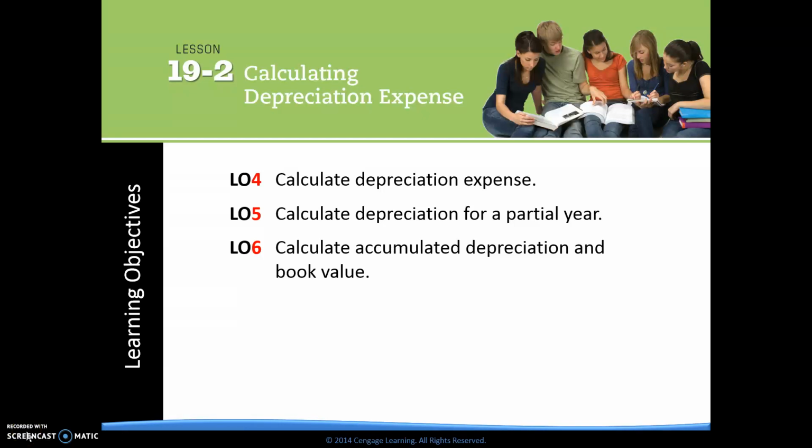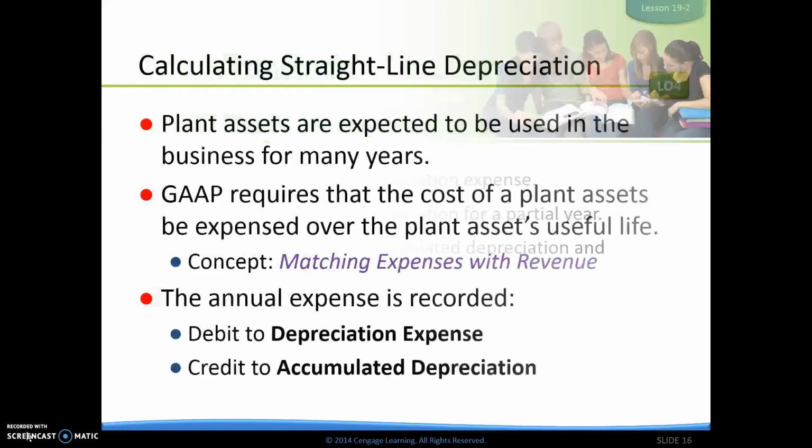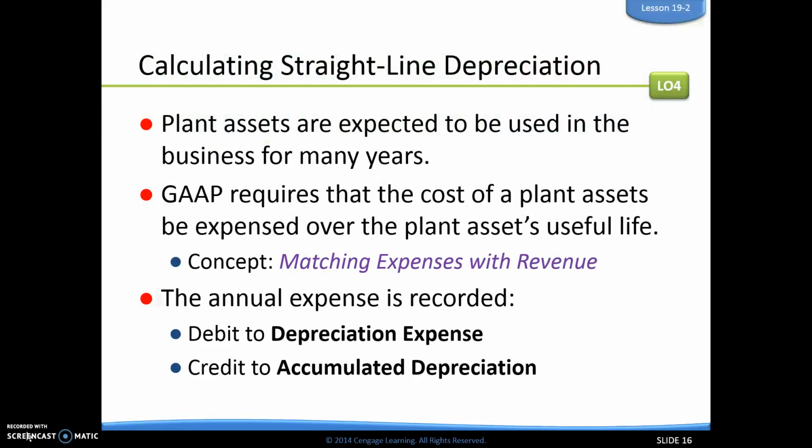Okay, 19.2 is on calculating depreciation expense. We talked about depreciation expense at the very end of accounting one, and so we're going to pick it up again. It has to do with plant assets, hence why it is in our chapter 19. So the first thing we're going to talk about is straight line depreciation.